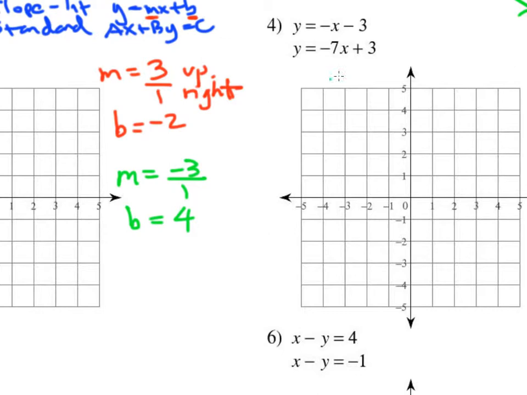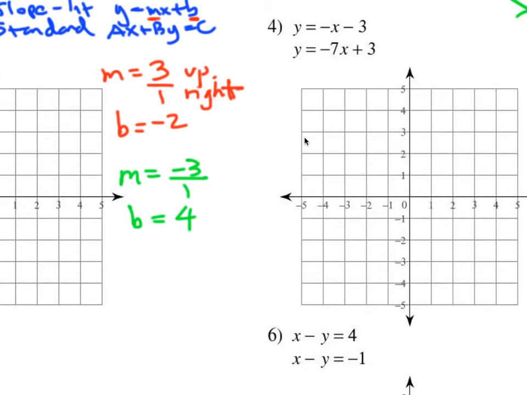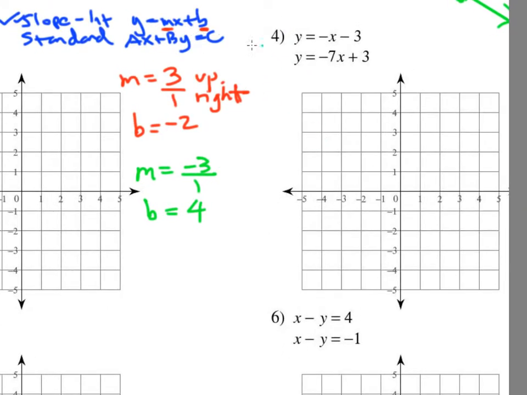Number 4, again, let's take a look. What do we have? Well, it looks like, again, y is by itself for this one. So again, we have slope-intercept form. So it looks like you're going to begin and move. So what is your m for number 4? It looks like it is -1 over 1. And your b looks like it's -3.